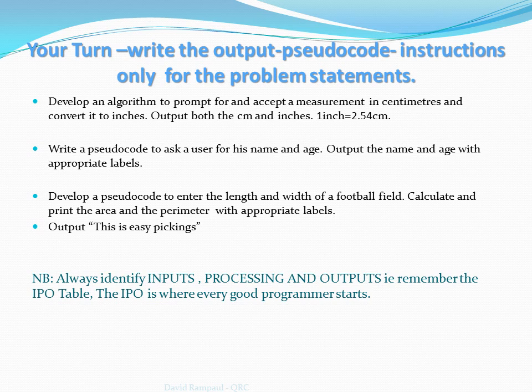Well, the next one means that you have to try to see if you could understand and see if you are learning. So note always identify your inputs, processing, and outputs. That is, remember the IPO table.